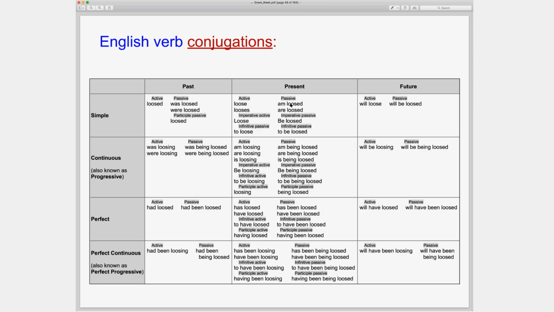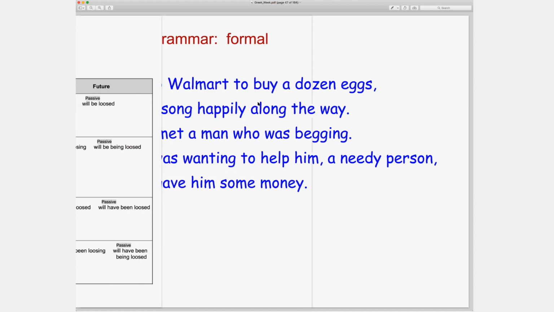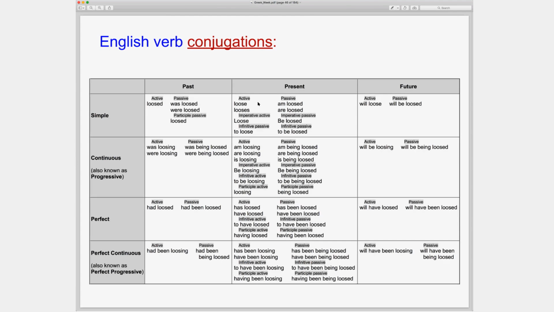So, hopefully this summarizes the English verb conjugations. Okay? And that's the completion of the review of English. We spent 40 minutes doing this, and I'm going to change it to question and answer so that you can ask some questions.